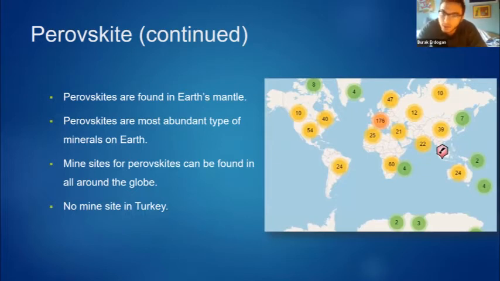So I took this picture from a site which gives you a lot of mineral mine sites and where they are, and if they are being currently used or not, or when they opened. It gives detailed information about mineral mine sites. So I took perovskites from there, and there was no Turkey.